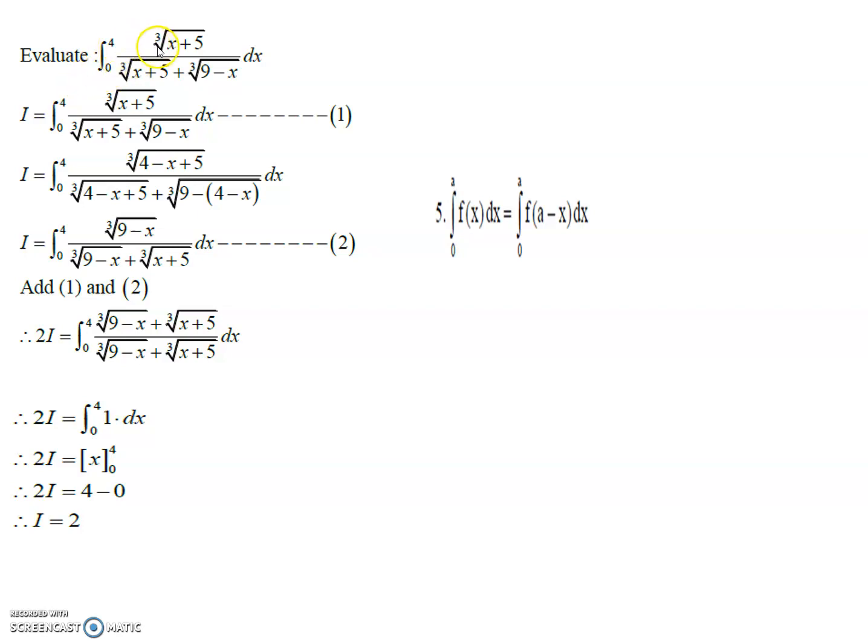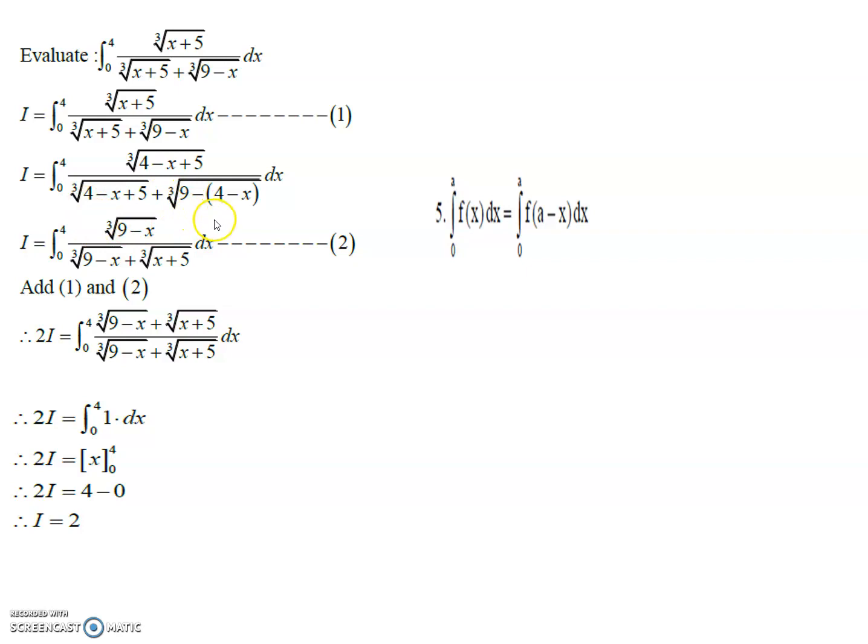The integral from 0 to 4 of cube root of x plus 5 upon cube root of x plus 5 plus cube root of 9 minus x. We know that the integral from lower limit 0 to upper limit a of f of x dx is equal to the integral from 0 to a of f of (a minus x) dx. So instead of x, we have to put a minus x. That's why it is cube root of 4 minus x plus 5, over cube root of 4 minus x plus 5, plus cube root of 9 minus in bracket 4 minus x. So we have to put it this way.